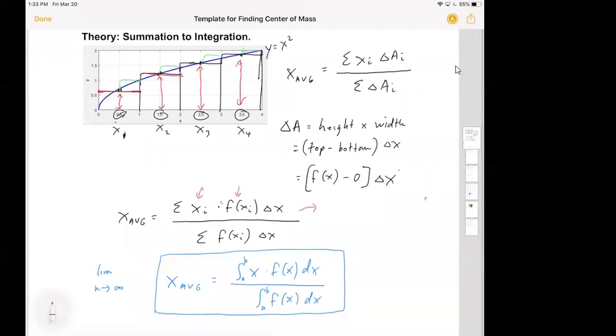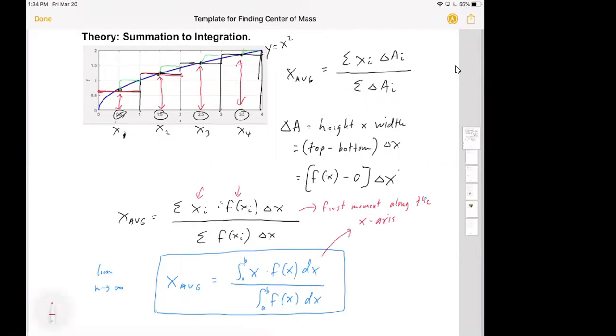This we will call the first moment along the x-axis. From here on out, I'll probably just call that the first moment. So the numerator is the first moment. And that would also be true if we're looking at the integral.